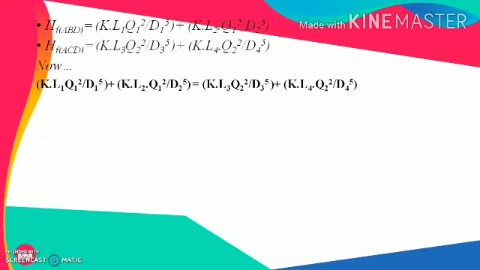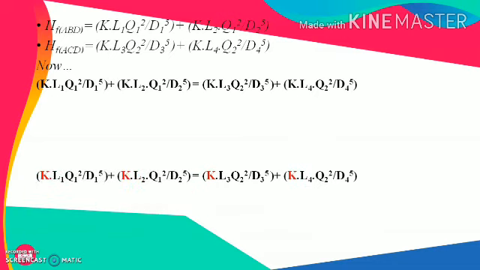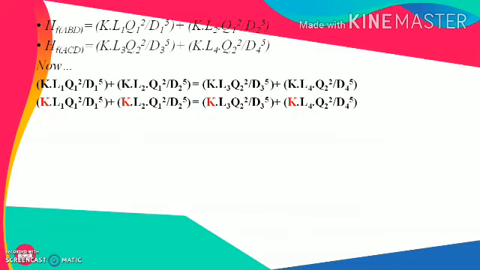While head loss from A to D via C can be written as KL3 Q2 square upon D3 raised to 5 plus KL4 Q2 square upon D4 raised to 5. So now, as these two must be the same, we can write KL1 Q1 square upon D1 raised to 5 plus KL2 Q1 square upon D2 raised to 5 equals KL3 Q2 square upon D3 raised to 5 plus KL4 Q2 square upon D4 raised to 5. Now we can easily see that K is a common factor on the right side and left side, and that can be eliminated.